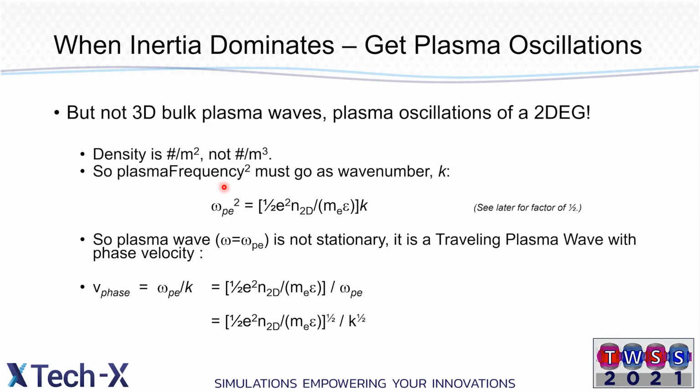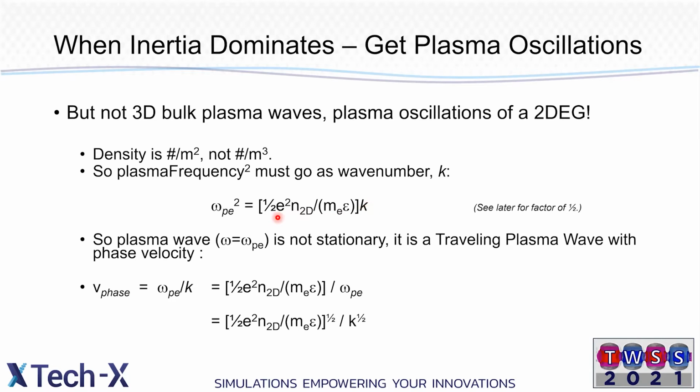So what happens if we try to calculate a plasma frequency with a number per meter squared? Well, we're missing a unit of length there. And the only place to pick up a unit of length is the wave number. And so plasma frequencies for a two-dimensional electron gas follow this formula. Omega squared goes as not just density, but now it's two-dimensional density times the wave number, K.